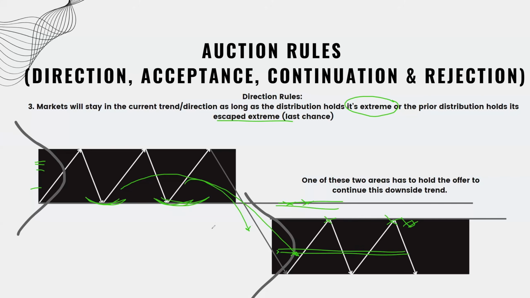Otherwise, if we accept back within this area of balance over here, then there is what we call one, a rejection of the continuation of the trend to the downside, and two, the reversal in the trend. So these two rules I want to keep very, very close to because they help me understand where prices will continue and where prices will fail.